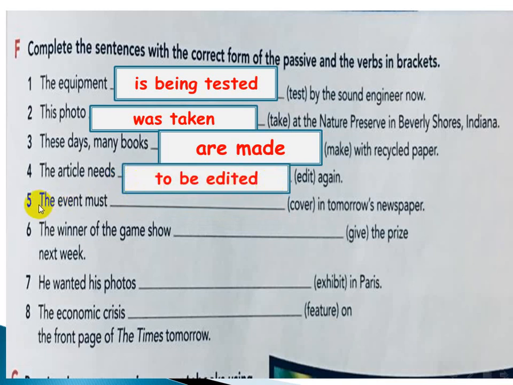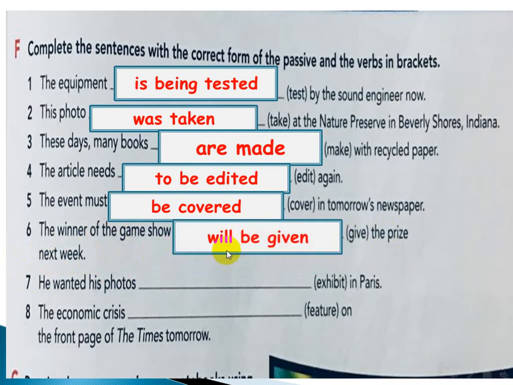Number 5, the event must. We have "must," and this is a modal verb. So we have to use be plus verb 3. So be covered. Number 6, the winner of the game shall the prize next week. We have "next week." This indicates the future. So you have to use will plus be plus verb 3. So the answer is "will be given."